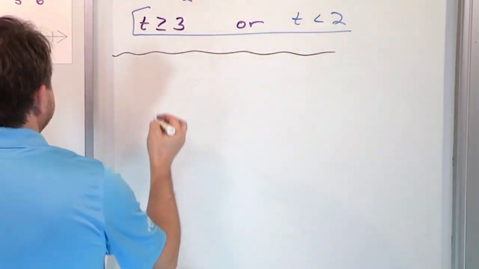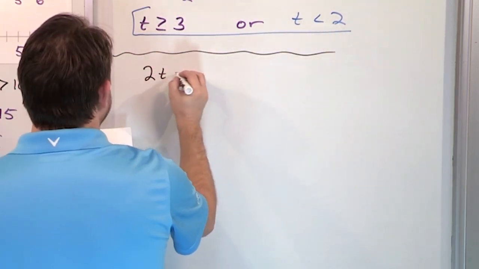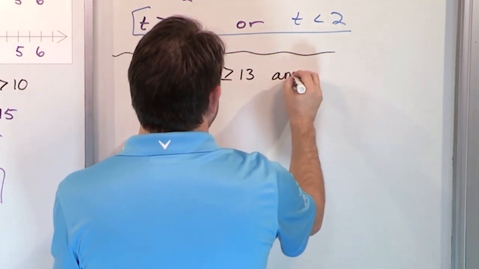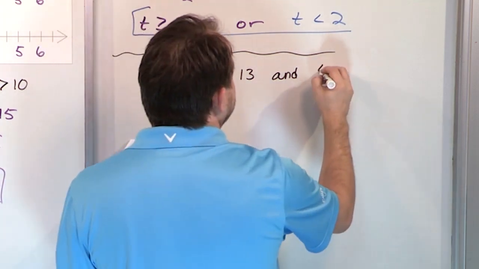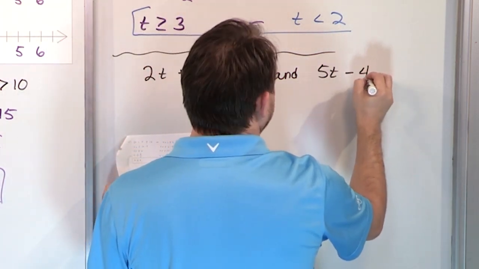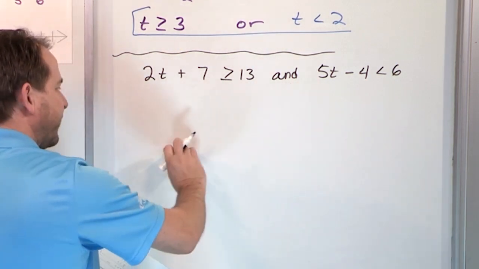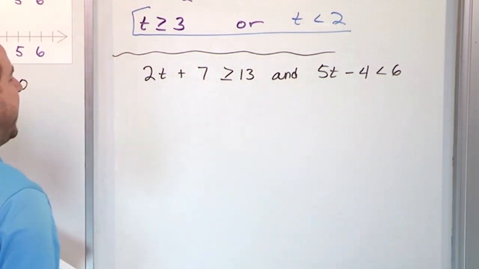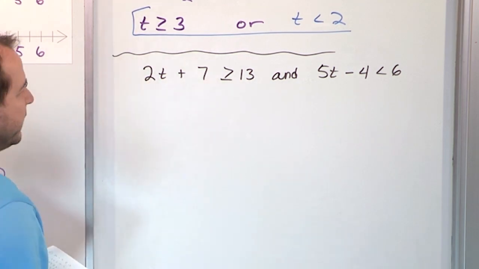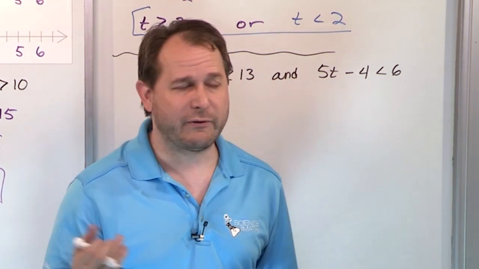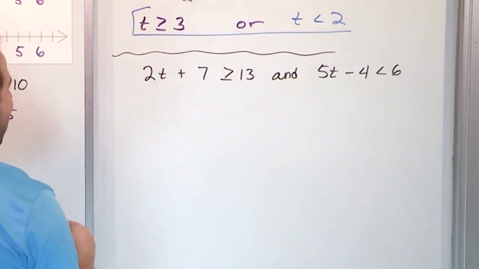Let's do another and inequality. Let's say we have 2t + 7 greater than or equal to 13, and 5t - 4 is less than 6. So we know it's an and. We know we're going to have a double arrow-headed answer with everything being able to be written in the double inequality type of notation. And we also know that it'll form a line segment once we graph the final solution, because that's what the ands look like.